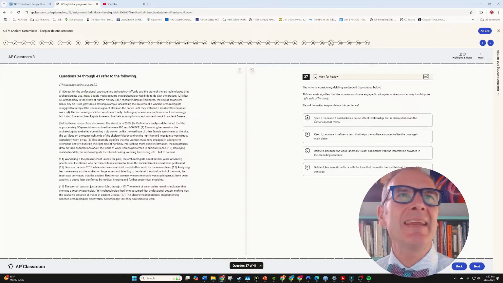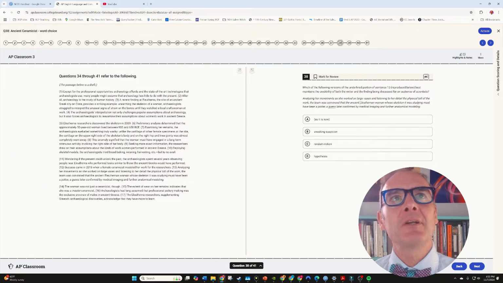A, I'm thinking maybe, does it establish a cause and effect relationship? I feel a little bit like it's the right side, worn away, strenuous activity. It's maybe A, but I don't think it's B because it doesn't define a term. D, delete it because the word anomaly is not consistent with the information provided in the preceding sentence. Nope, that's not right because an anomaly would be wacky. D, delete it because it conflicts with the tone. I don't think it's D. You know what? The answer is A. Keep it. It does establish a cause and effect relationship. So even if you don't quite have A in your head as the reason for keeping it, I hope you're still seeing the way that the process of elimination helps you arrive at the best answer. All right. Let's do a few more.